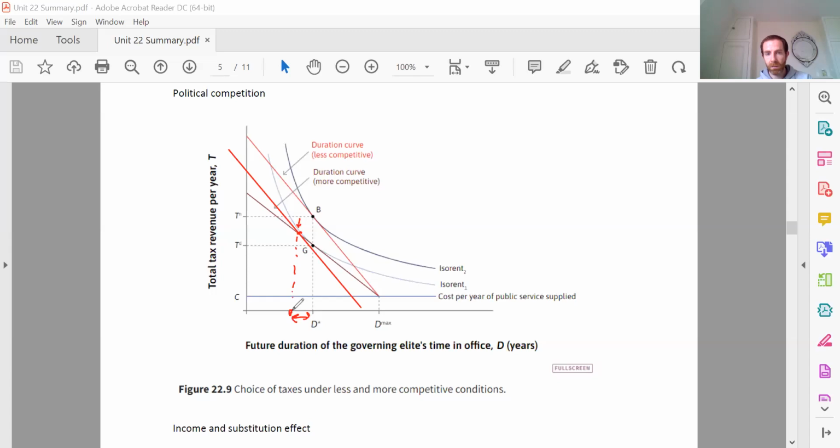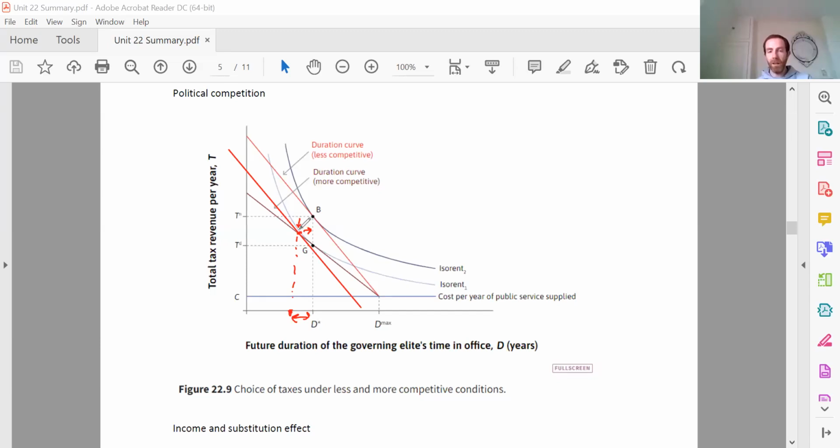Okay. And then the substitution effect is just the difference between where we would end up if the trade-off hadn't changed and where we actually end up. And where we actually end up when the new trade-off is taken into account is at point G. And so we actually end up back over here at point G. The duration gets increased. So we see the substitution effect here is actually positive.